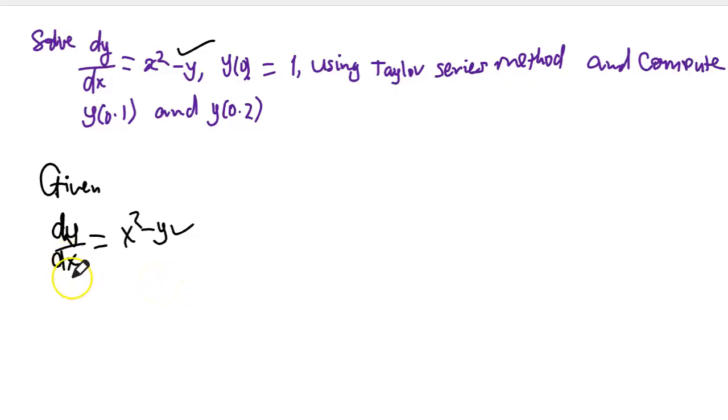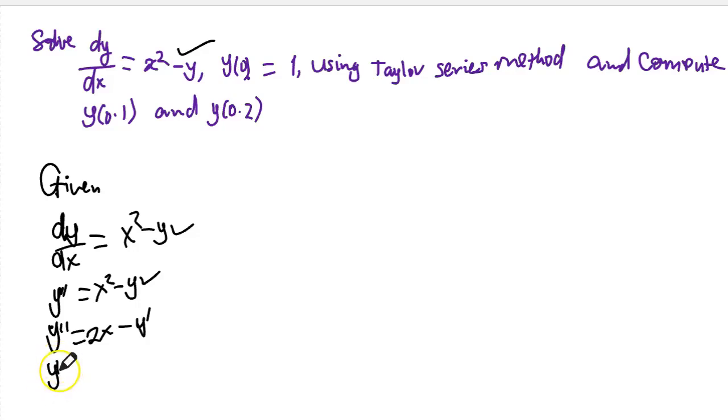So this dy/dx can as well be written as y prime, because this shows you the first derivative. So y prime is x squared minus y. These are the same thing. So we can now find the second derivative. So y double prime is going to be, if you differentiate this, you simply have 2x minus y prime, because if you differentiate y, you simply get y prime.